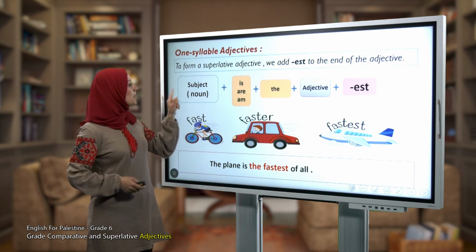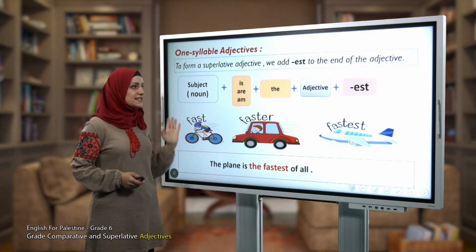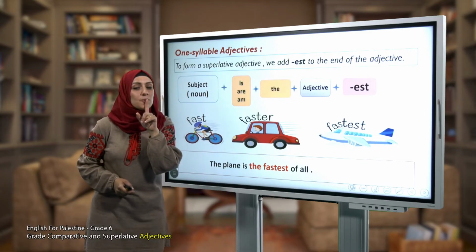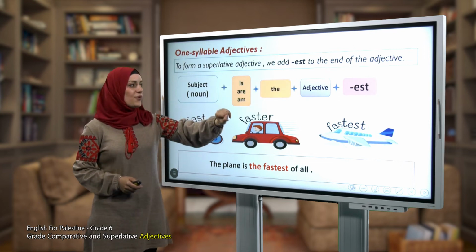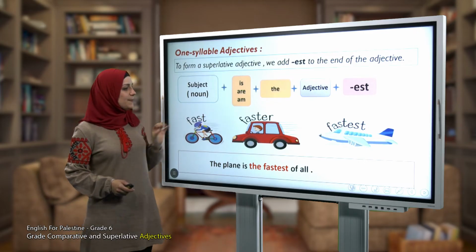Let's see. We put the subject, is, are, or am, depending on the subject. Don't forget to put the before the adjective. The plus adjective plus est. Let's look at the picture.